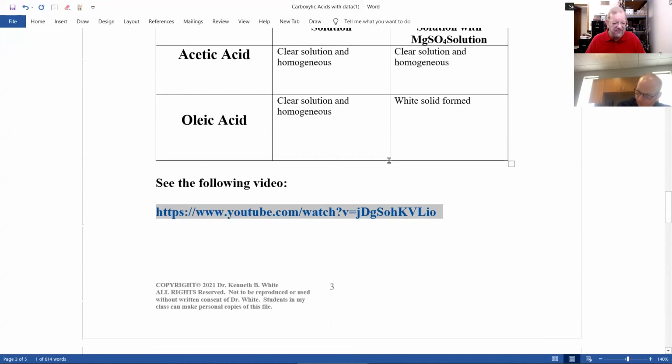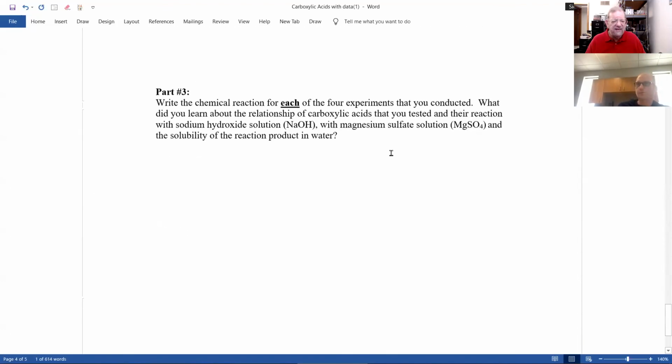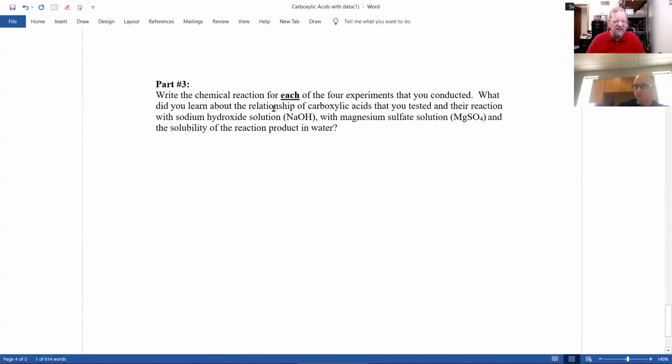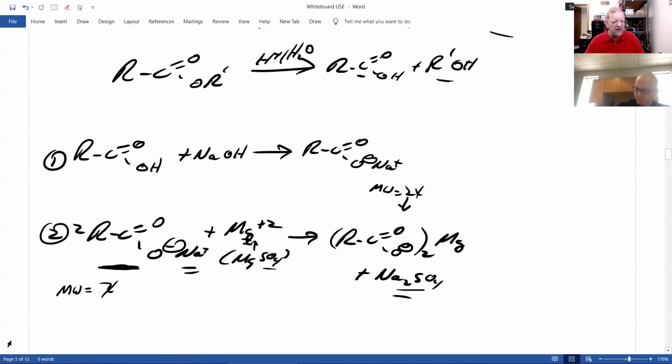And that's today's lab. Now, let me talk about one of the questions that students always get wrong. Here, write the chemical reaction for each of the four experiments you conducted. What did you learn about the relationship of the sodium hydroxide and the carboxylic acid in water and also with the magnesium sulfate? What do I mean by the four reactions? Let me show you. Here are two reactions. One and two will be for acetic acid, and three and four will be for oleic acid. Be sure you do that or you're going to lose points.